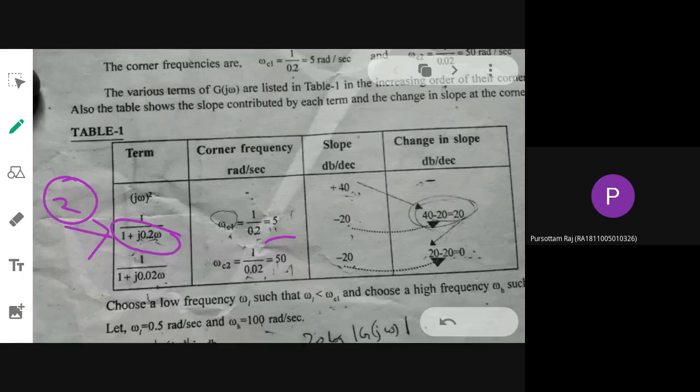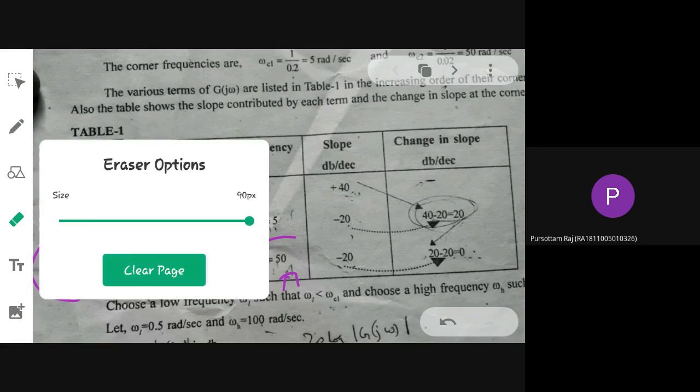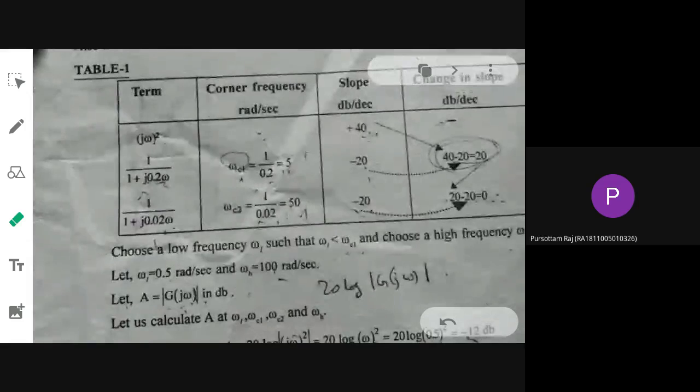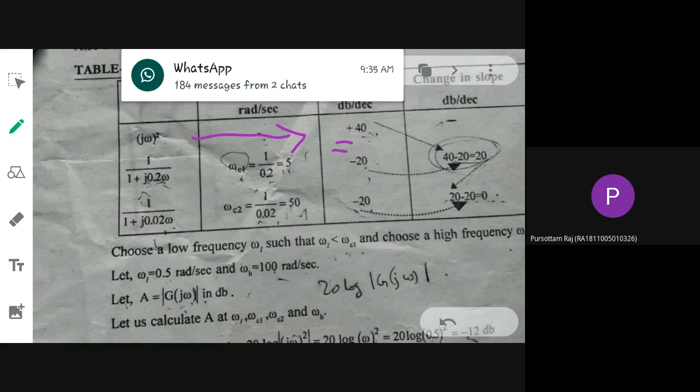Okay. And finally third should be the next one with the highest corner frequency, that is 50, contributed by this term. Okay. Next thing is you have to mark the slope. Already I told you what will be the slope for all these terms. Since this factor is in the numerator, we will be having a plus slope only, and it is of order 2, so what will be the slope that we will be having?